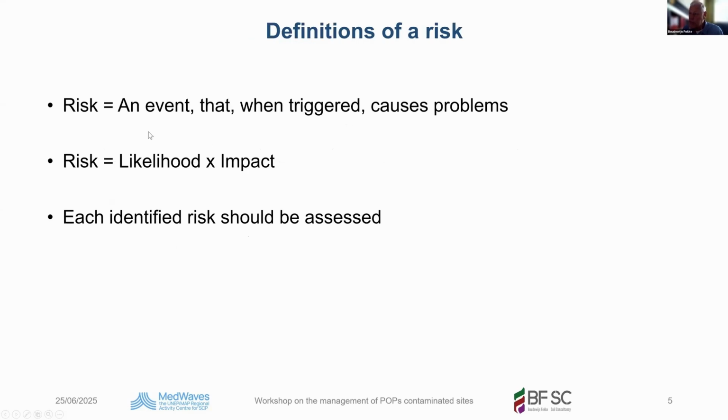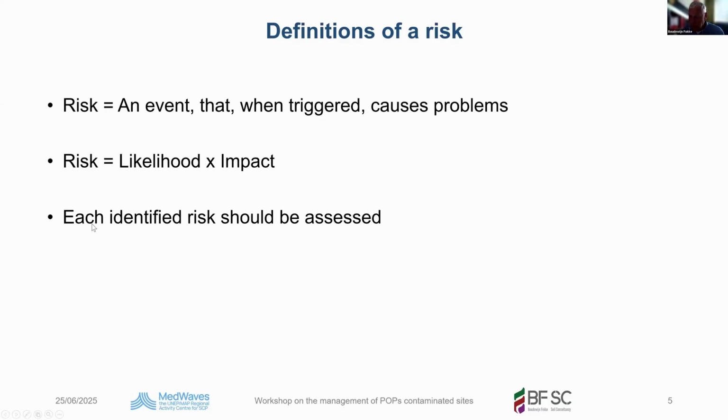So, the definition of risk. A risk is an event that when triggered causes a problem. And the risk is the likelihood times the impact. So the likelihood is: what is the likelihood that it occurs? And if it occurs, what is the impact? What are the consequences of it?